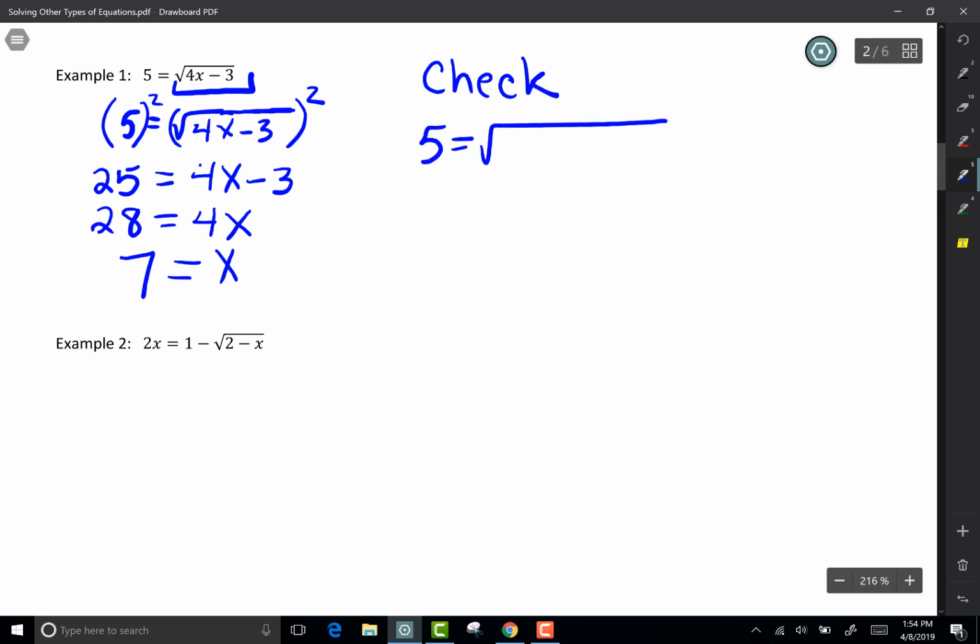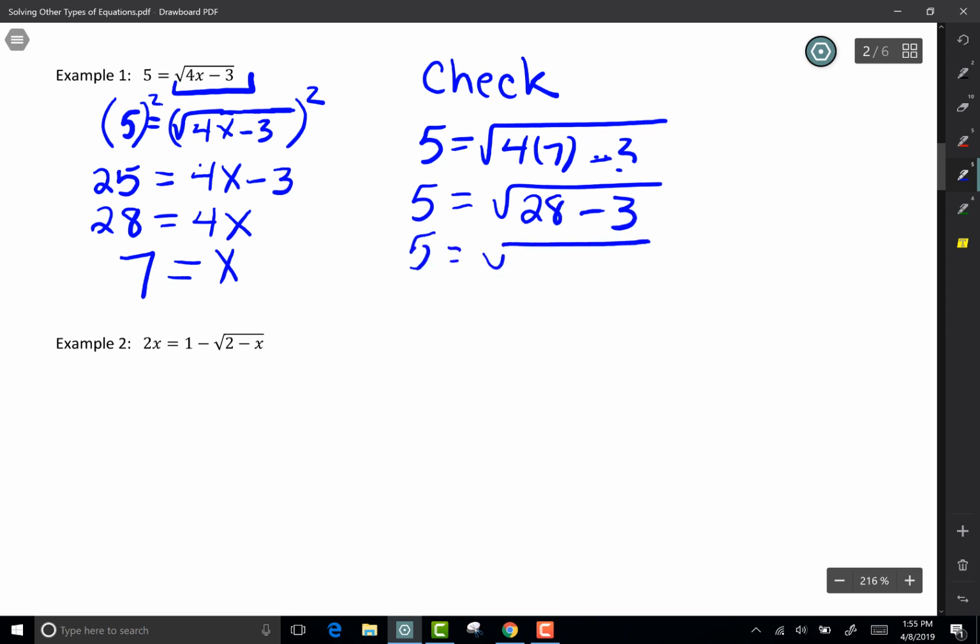So my original equation is 5 equals the square root of 4x minus 3. So I'm going to put a 7 where that x is. So that gives me 5 is equal to the square root of 4 times 7, which is 28. So I get 5 is equal to the square root of 28 minus 3, which is 25, and the square root of 25 is 5. So that works. 5 is 5. So this is our answer.